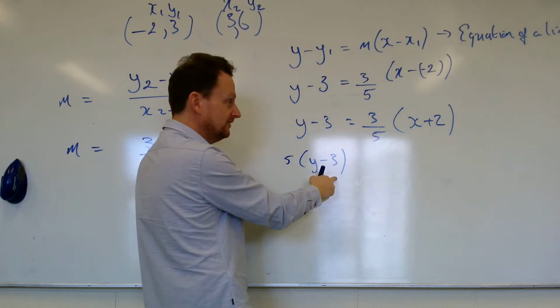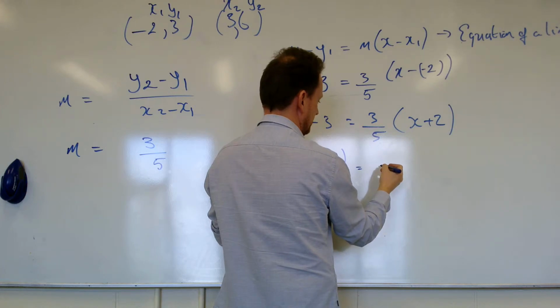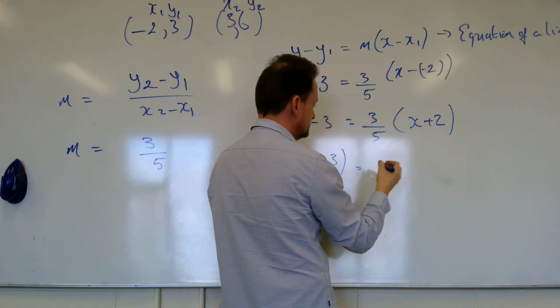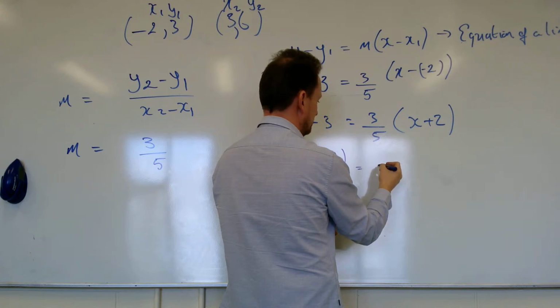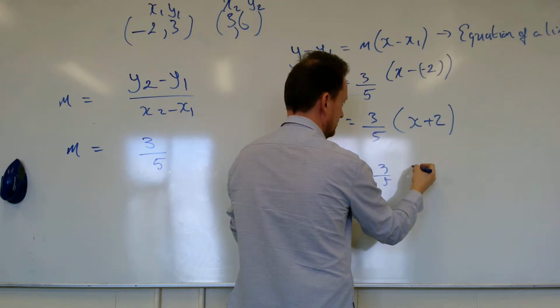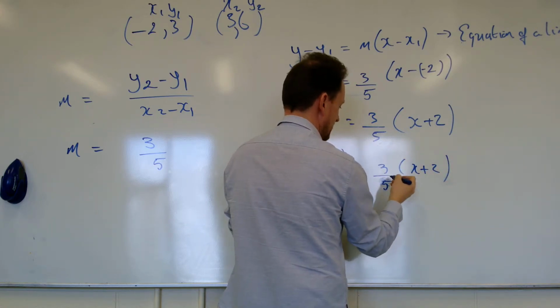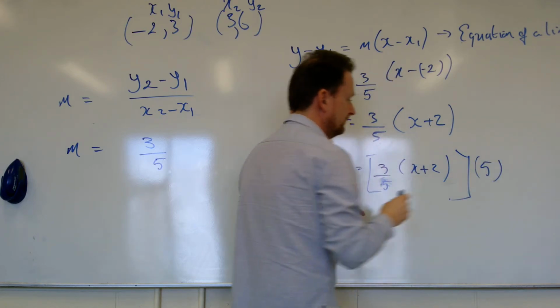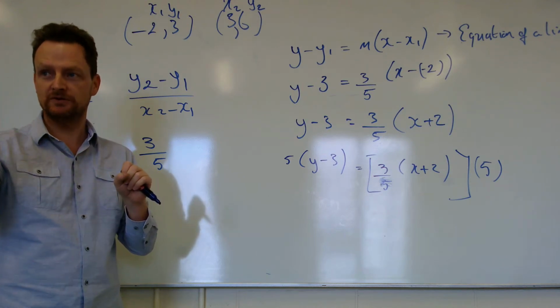That's multiplying by 5. And then I'm going to multiply this whole thing by 5. 5 times 3 over 5 x plus 2. Make that a bit clearer. And I'm going to multiply the whole thing by 5. Okay, so just wait one minute.